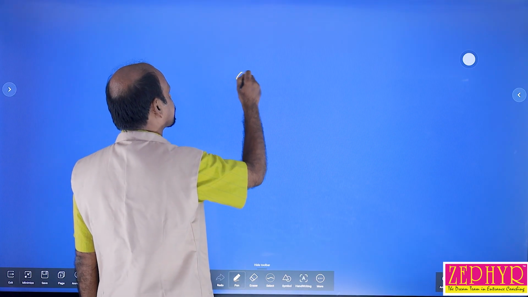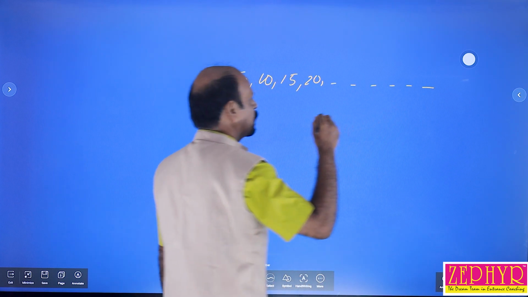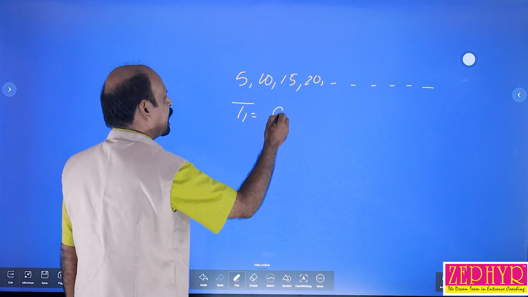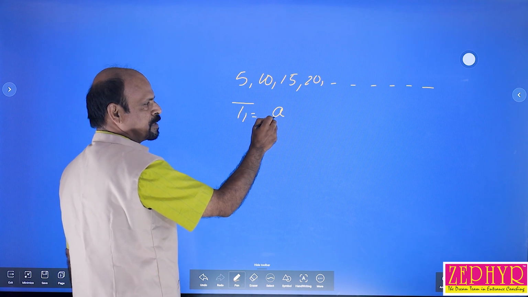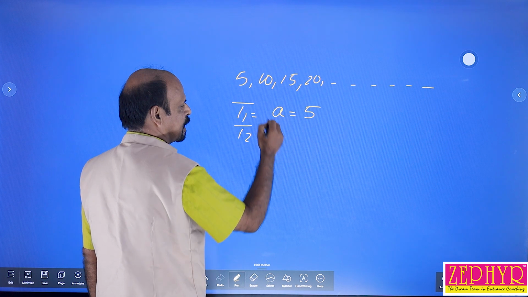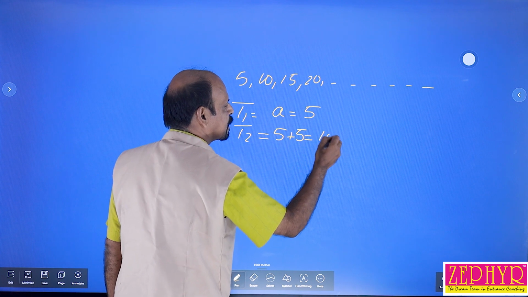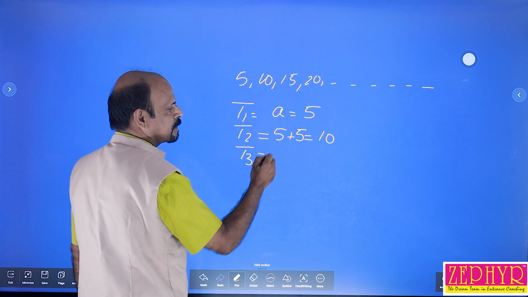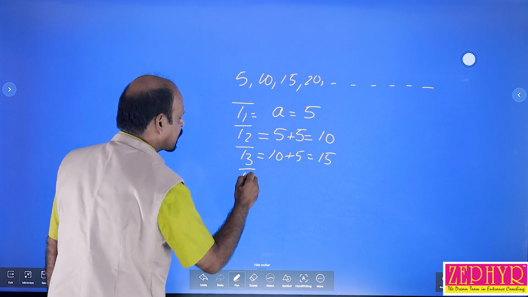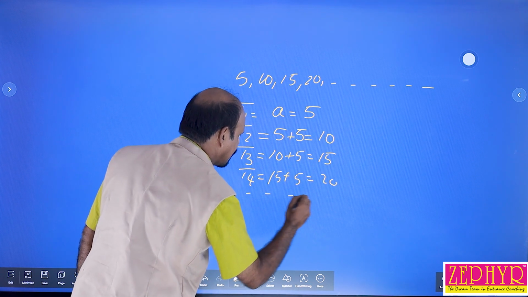5, 10, 15, 20, etc. All of you observe this sequence. Here T1 is a. The first term is usually denoted by a, that is equal to 5. Now T2 can be written like this: first term plus a constant, that is 5 plus 5, 10. T3 can be expressed as 10 plus 5, that is 15. T4 can be expressed as 15 plus 5, 20, and so on.